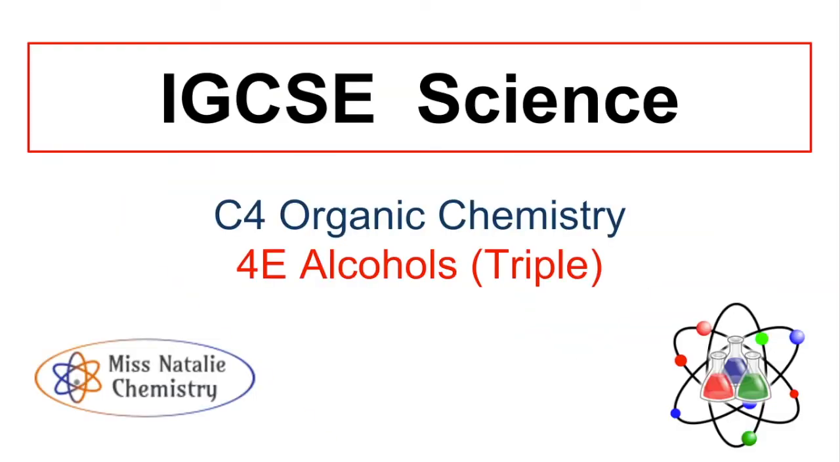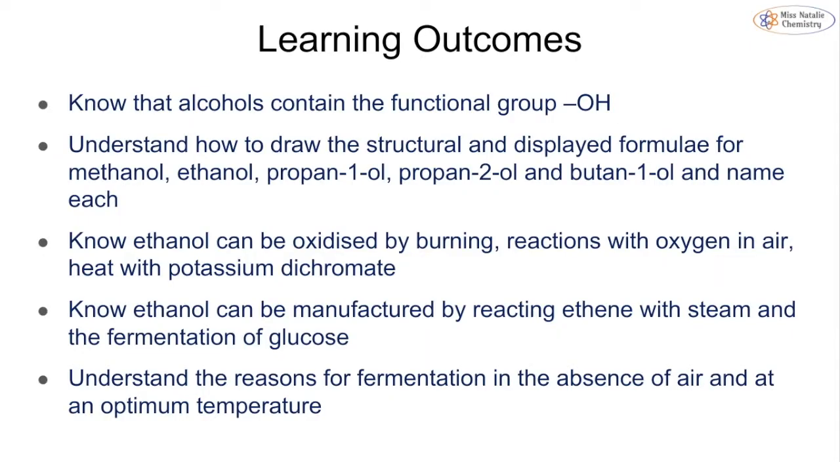In this video, we're going to be looking at topic 4E, alcohols, and these are the triple outcomes for organic chemistry in the IGCSE course from Edexcel. So we're going to be looking at the functional groups of alcohol and how we draw the first four alcohols, including specific isomers. We'll be looking at the reactions of ethanol in terms of oxidation by burning or by reacting with potassium dichromate. And we'll also be looking at two different ways to manufacture ethanol and comparing their advantages and disadvantages.